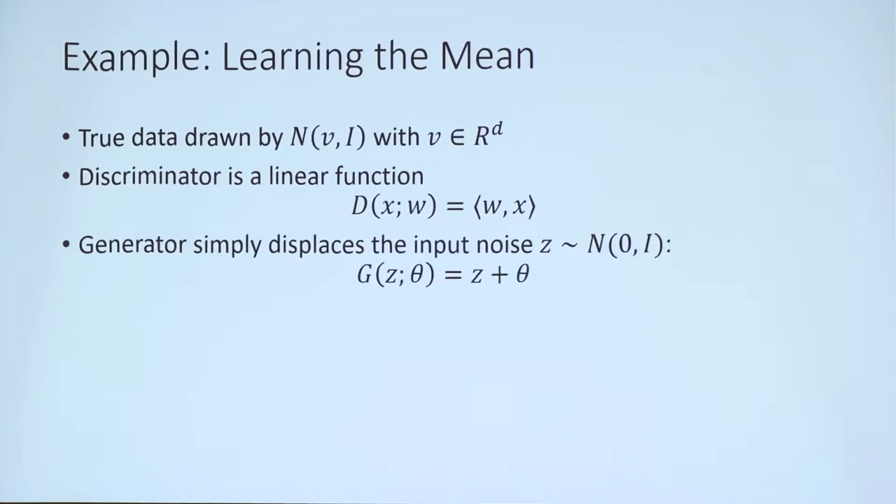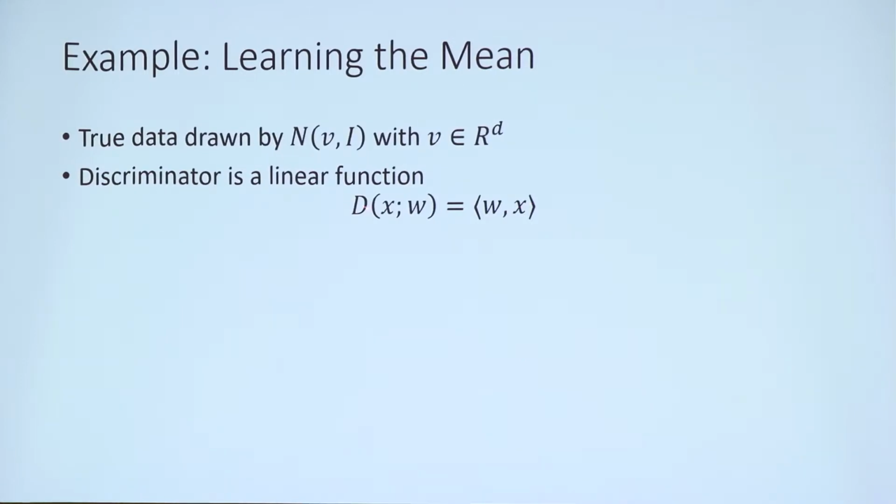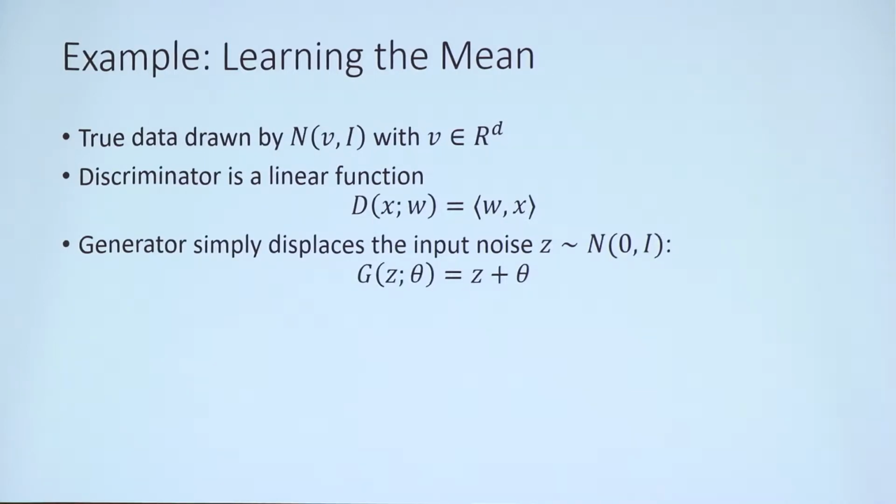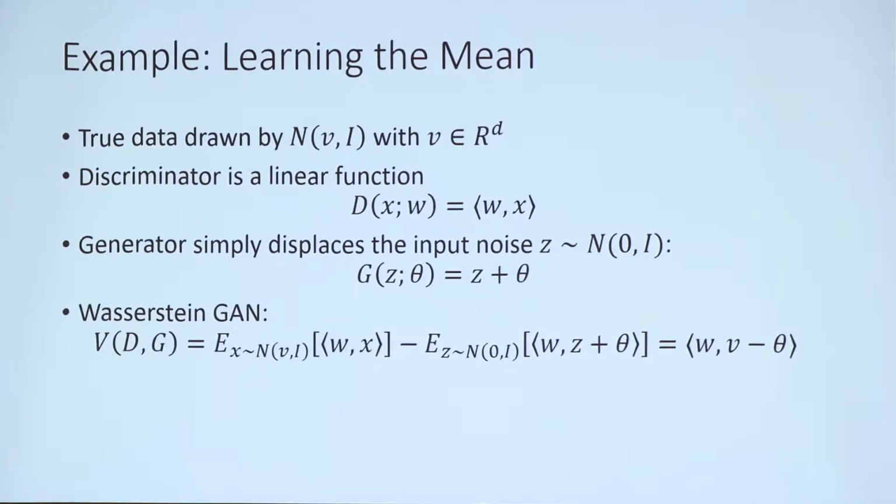And suppose that the discriminator is parameterized by this W, and it tests functions that look like an inner product between W and the data point. And the generator takes as input random noise, and since we're trying to just learn a mean, takes as input a random noise which is normal centered at 0, and tries to displace it so that the displacement exactly matches the mean of the underlying distribution. So the generator is also a very simple function that takes as input z and spits out z plus theta.